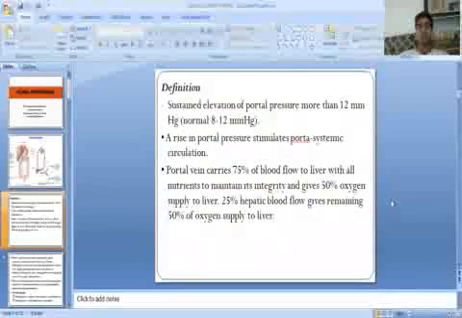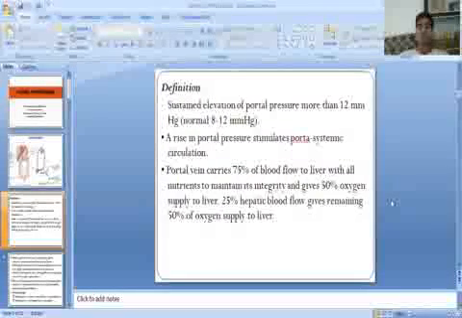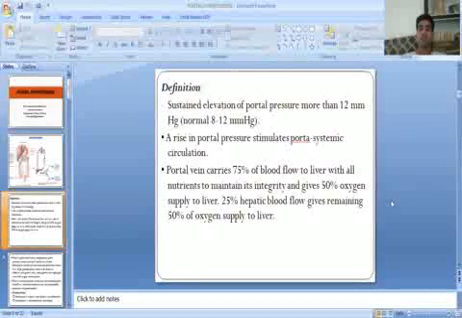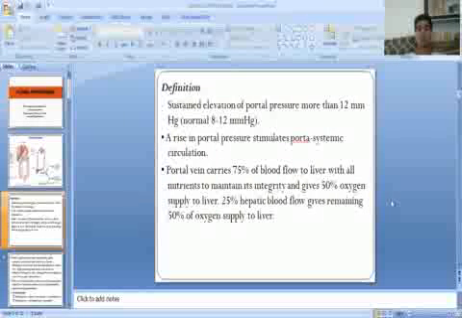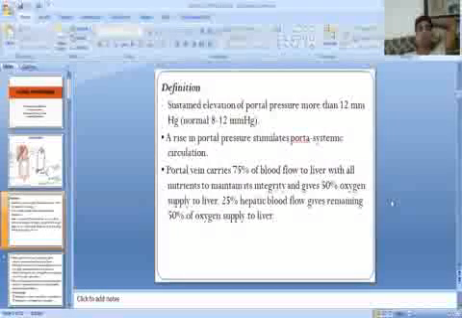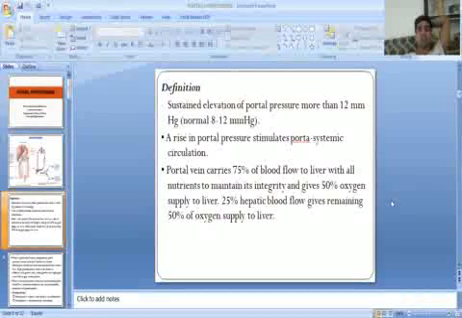Sustained elevation of portal pressure more than 12 mm of Hg is called portal hypertension. Normal range of portal pressure is 8 to 12 mm of Hg. A rise in portal pressure stimulates portal systemic circulation.